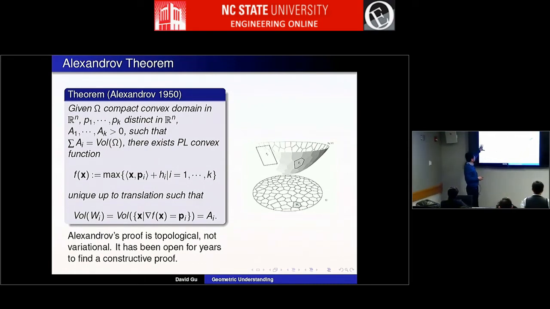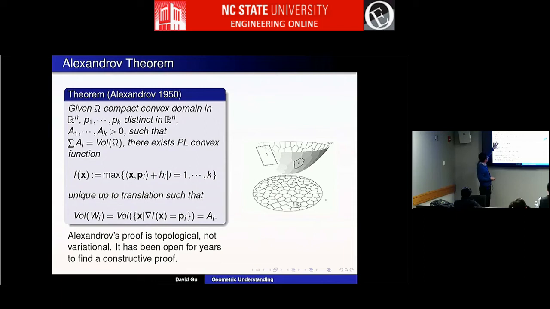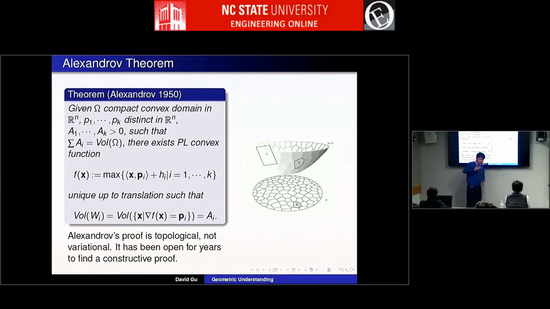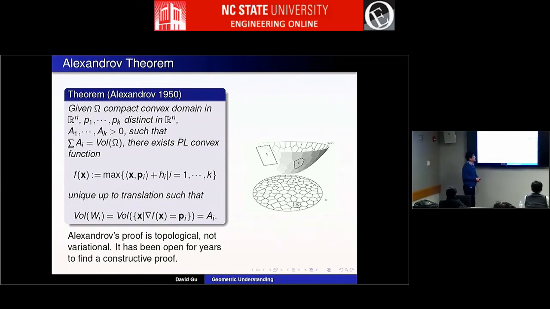And Minkowski proved that given the area and given the normal, we can determine the convex polytope, unique up to a vertical translation. And this holds for arbitrary dimension as well.